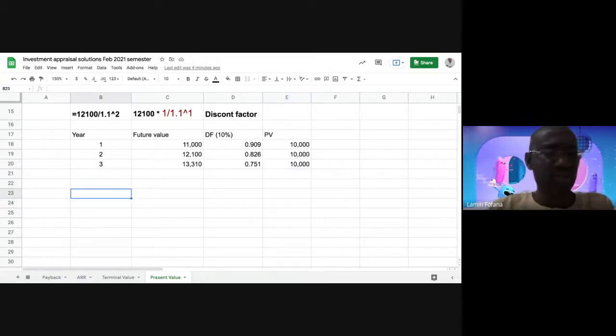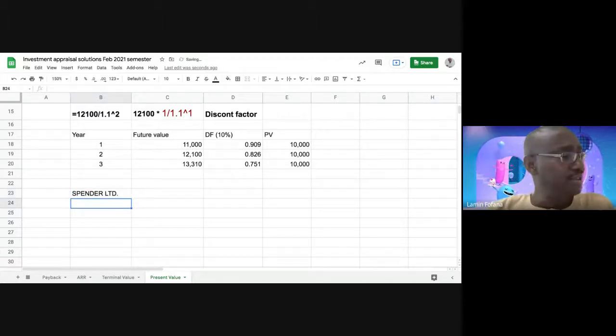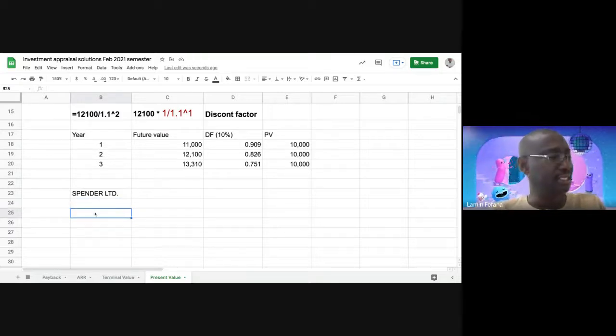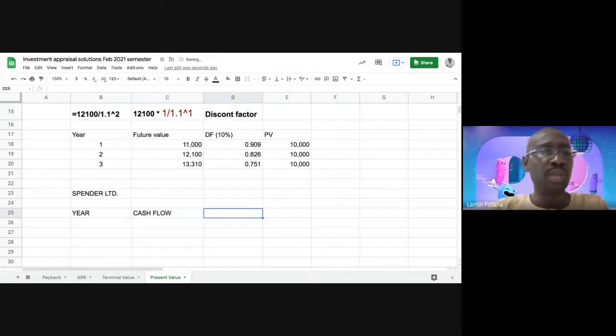Please pay attention. It's for Spender Limited. So let's do our layout as given in the question. We have year, we have cash flow, and let's just make it short.